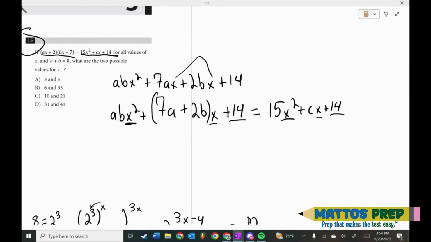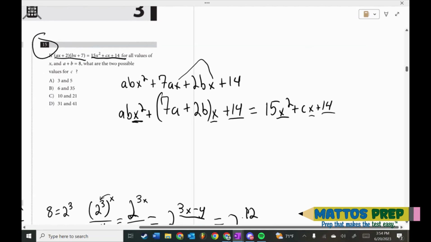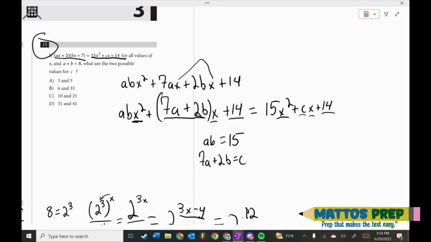So now that we have it in the same form on both sides, we can make more equations. We're going to go ahead and say ab is equal to 15 because they're in the same position. And then we're going to say 7a plus 2b is equal to c because they're in the same position. Now that we've gotten this far, we look back at the problem and we see a plus b is equal to 8. So we're going to write down that equation 2.